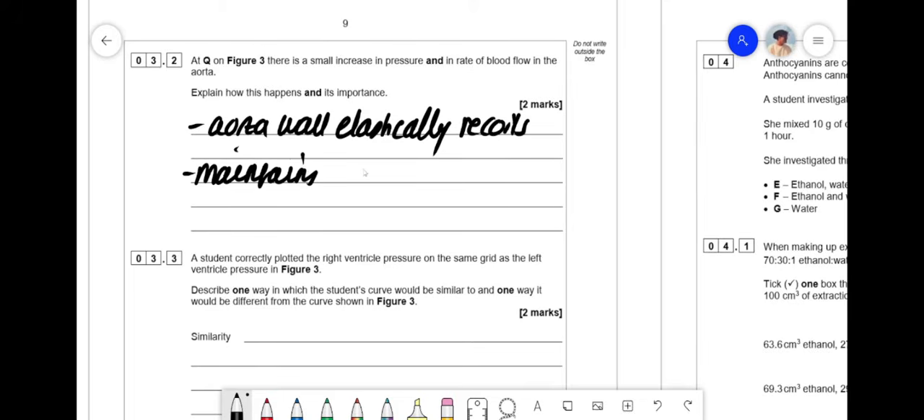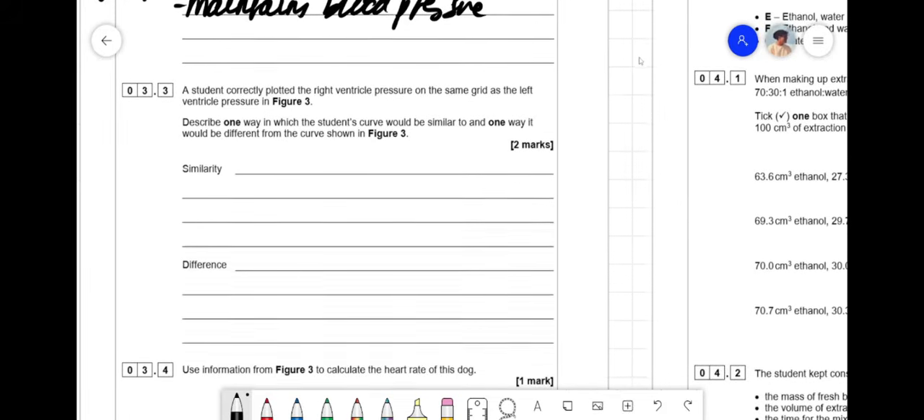Because remember, I'll write this down first. Maintains blood pressure. Because remember that as the volume decreases, the pressure increases. So if it's recoiling and it's tightening around the blood that's in it, it's going to increase the pressure, allowing blood to continue flowing at a faster rate. An example is if I had a hose pipe and I put my finger over here, then the water's going to spray out faster. That's because there's decreased volume and increased pressure. Whereas if I just let it like this, then it comes out a little slower.